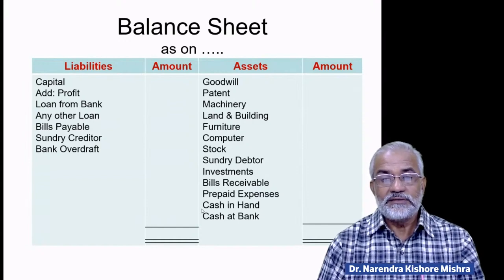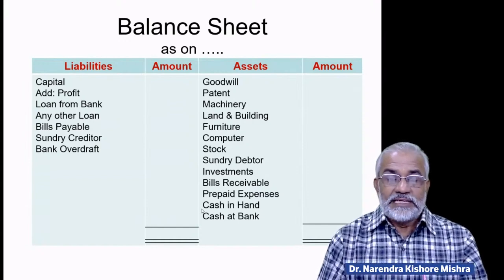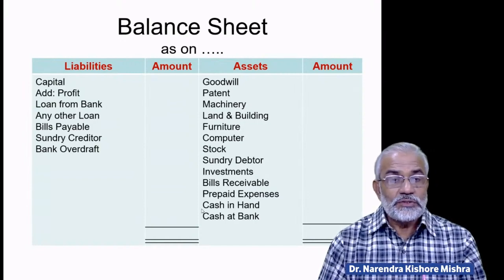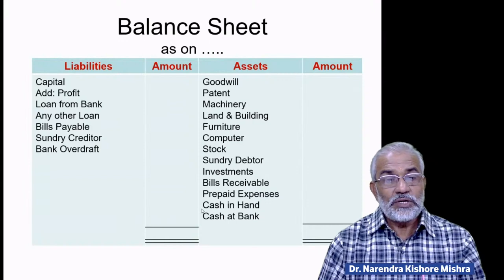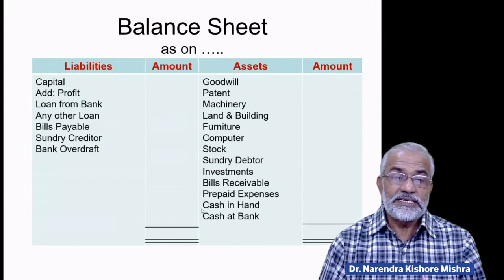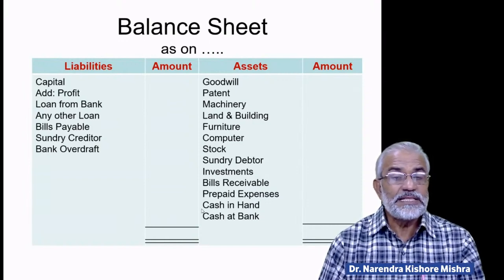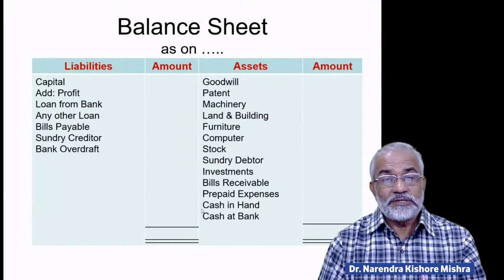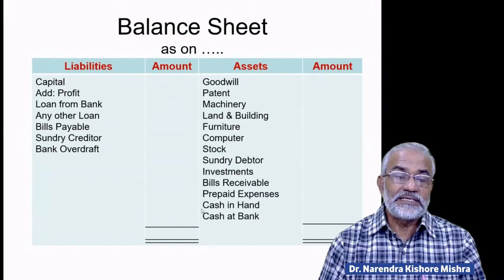the trial balance only. And the liabilities, the capital, the loan from bank, either secured or unsecured, the loan from others, either secured or unsecured, the bills payable, sundry creditors, bank overdraft, outstanding expenses, all these items of liabilities appearing in the credit column of the trial balance will be picked up from that only, and they will be reflected appropriately in the liability side of the balance sheet.